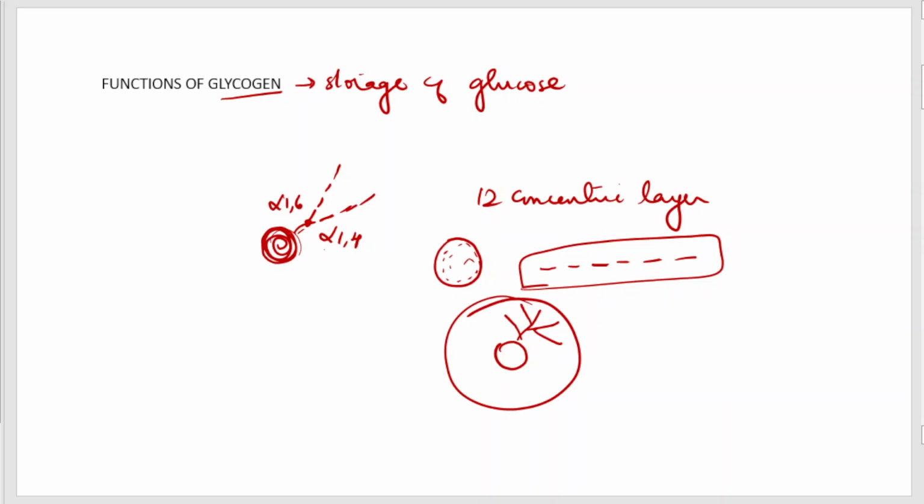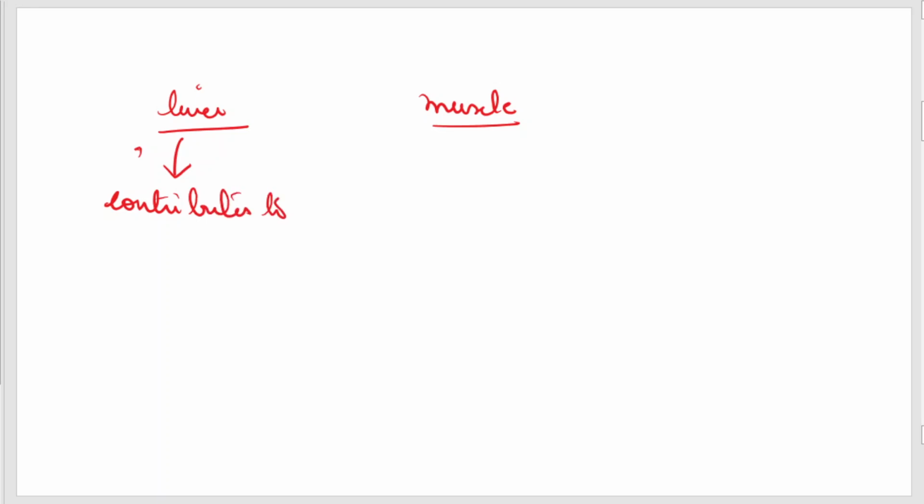Now, where are glycogen molecules synthesized? It is synthesized in two places: one is your liver and the other is your muscles. The glycogen synthesized in the liver contributes to blood glucose, whereas in muscle it does not contribute to blood glucose. Muscle only utilizes the glucose residues obtained from the glycogen for muscle contraction, for energy purposes.